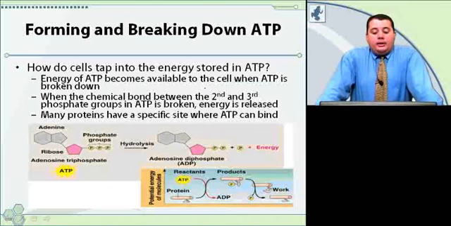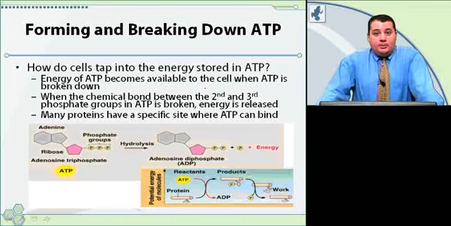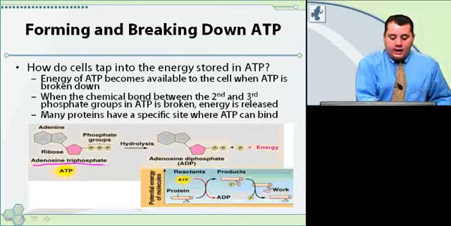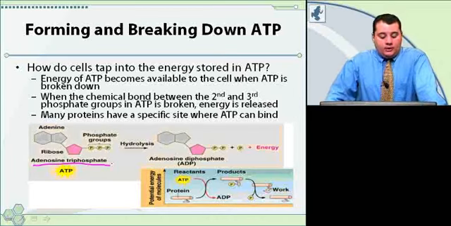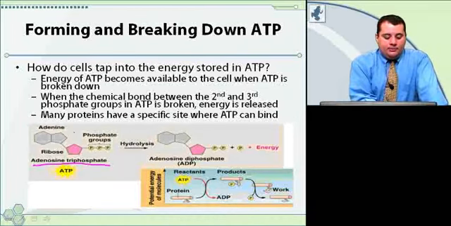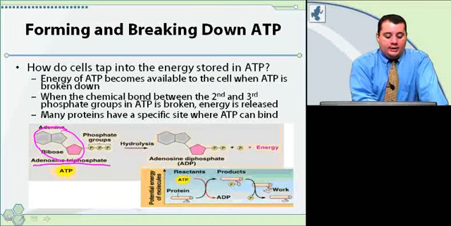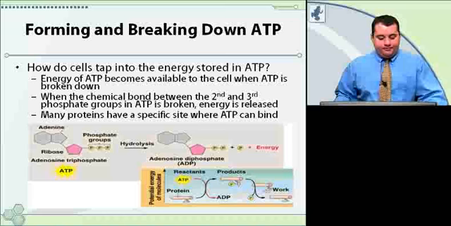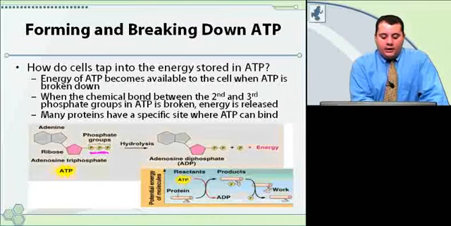How do cells tap into the energy stored in ATP? Well, here's how it works. Take a look at your diagram. Down here, you've got adenosine triphosphate, okay, ATP. This ATP consists of the adenosine, which is adenine plus a ribose. Ribose is a type of sugar, plus your 3 phosphate groups.